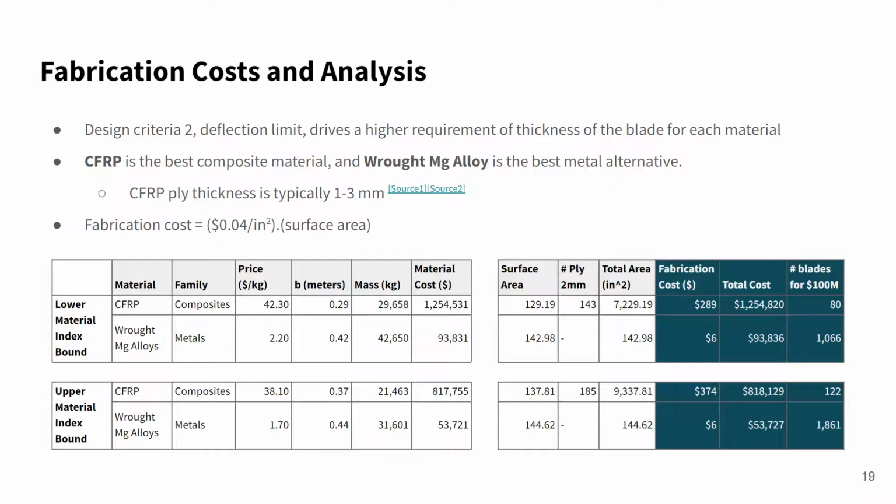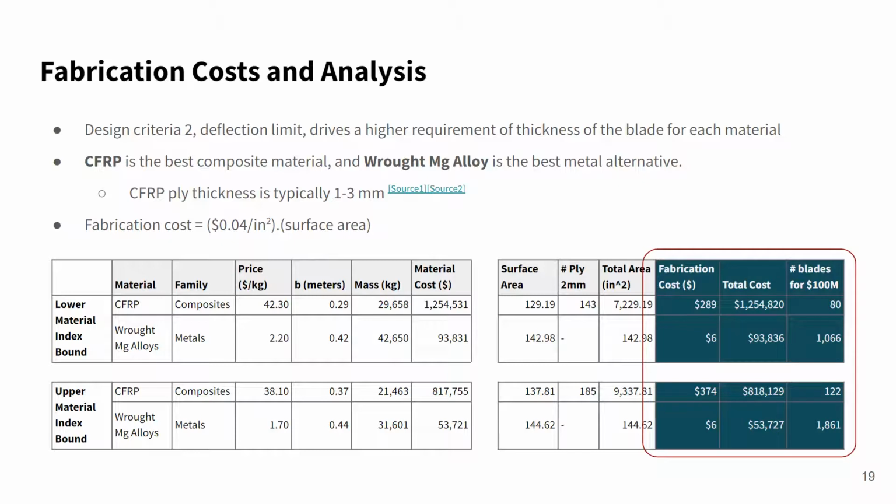The fabrication cost is assumed to be directly proportional to the surface area, both interior and exterior, which in the case of composites will include interior surface areas as well. Now, if we look at the table, we see the fabrication cost for CFRP, lower and upper bound both, is significantly higher than $6 per blade of wrought magnesium alloy.